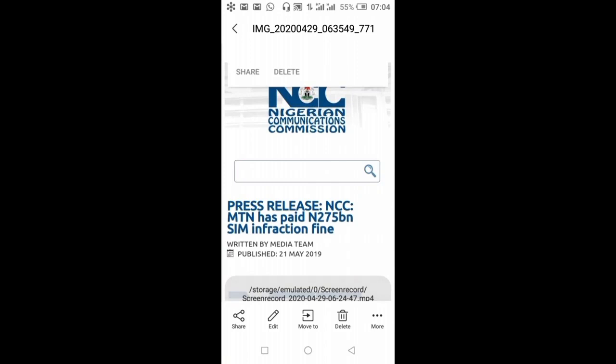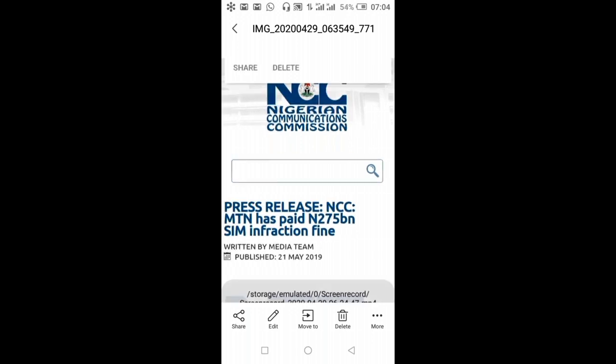Then number three is that it delegates functions to committees it has constituted. The working process of the Nigerian Communication Commission is that it functions through committees. So it delegates functions to committees it has constituted.